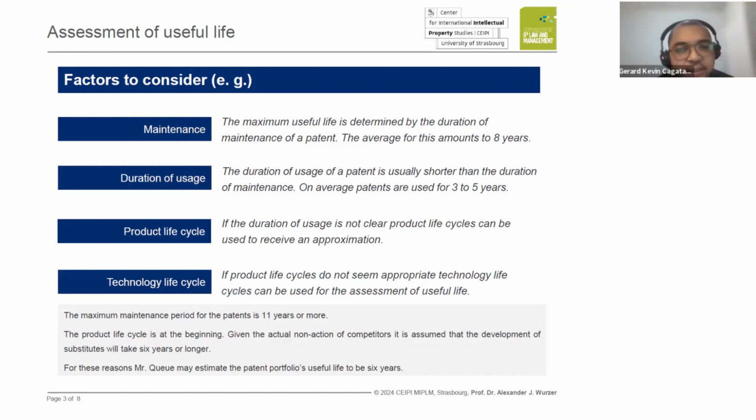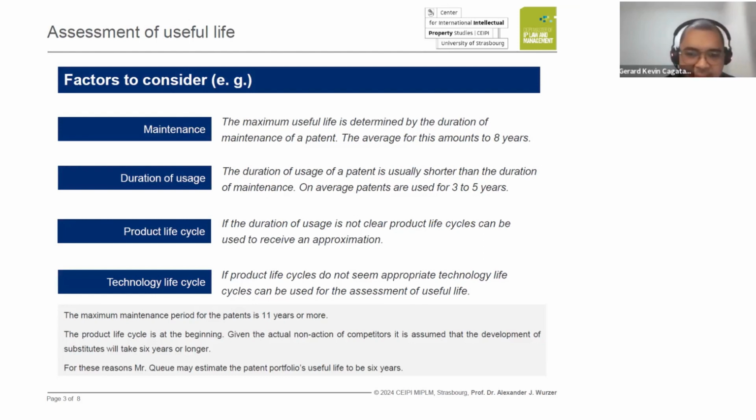This has an average of 8 years. The duration of usage is usually shorter than the duration of maintenance, and the average usage of a patent is 3 to 5 years. If, however, the duration of usage is not clear, we can approximate it through the product life cycle. This defines the stages that the product moves through in the market. These stages can be broken down into four: introduction or beginning, growth, maturity, and decline.